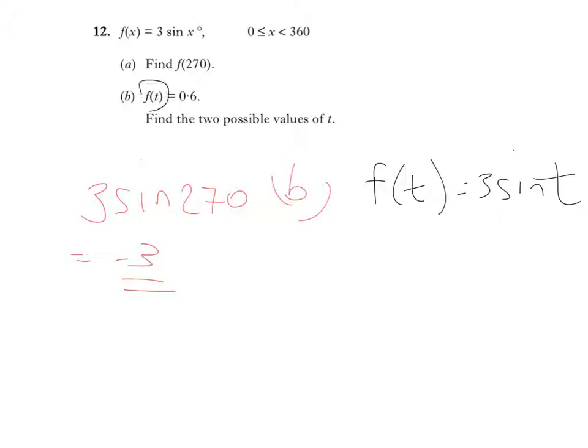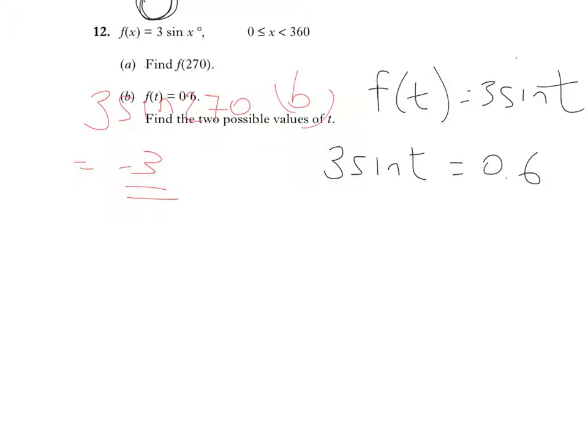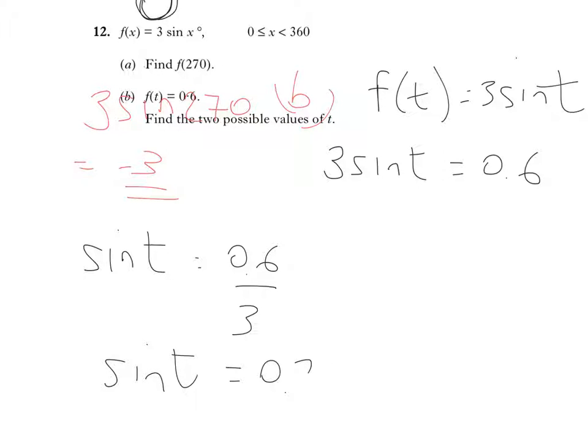Now, the question tells me that f of t is equal to 0.6, so what I can do is make 3 sin t equal to 0.6. This is now developing into a trig equation question, and a pretty simple one. So I'm going to bring the 3 down and divide, and I'll get sin t is equal to 0.6 divided by 3, that is, sin t is equal to 0.2.